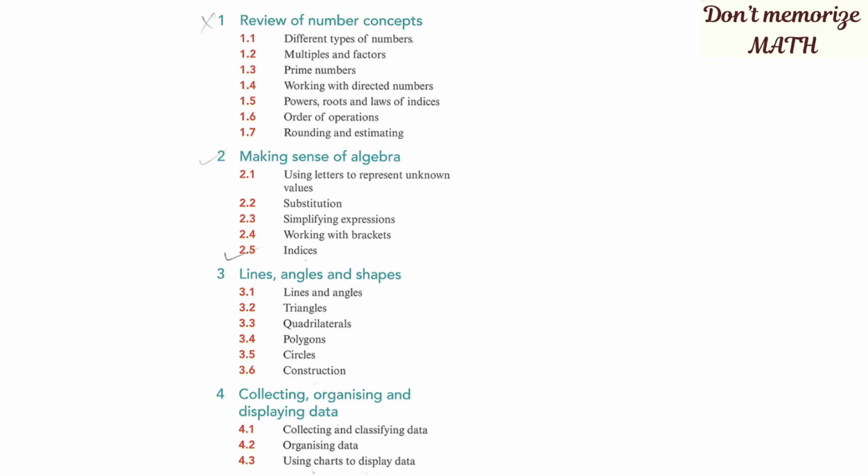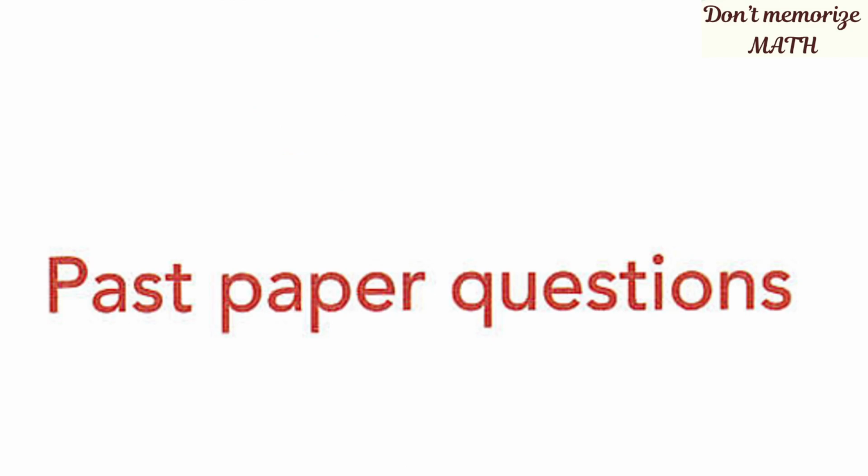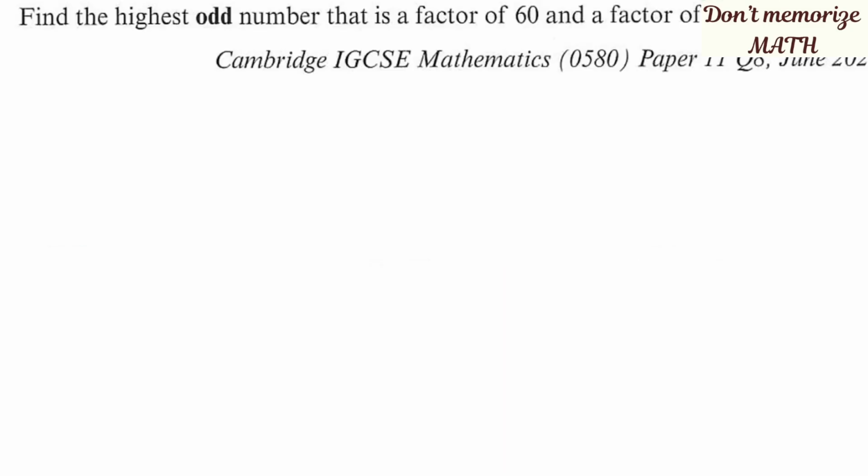Today we are discussing only the unit 1 past paper questions. Let's see the questions and solve them. The first question is: find the highest odd number that is a factor of 60 and a factor of 90. They have mentioned in the textbook where they have taken this question from.